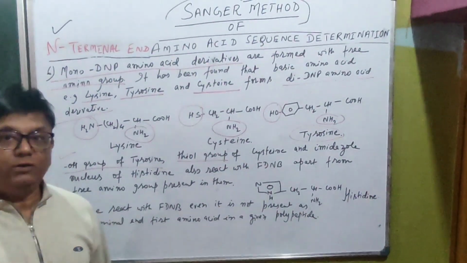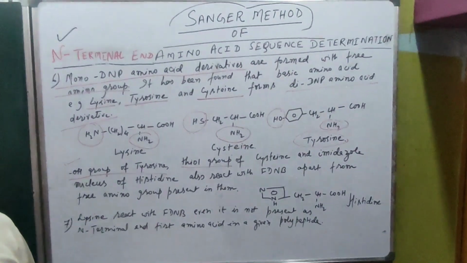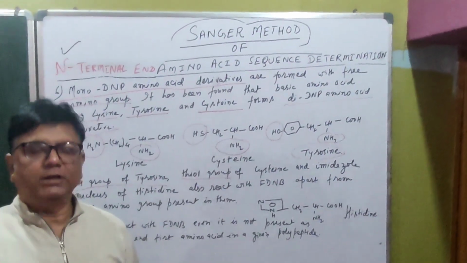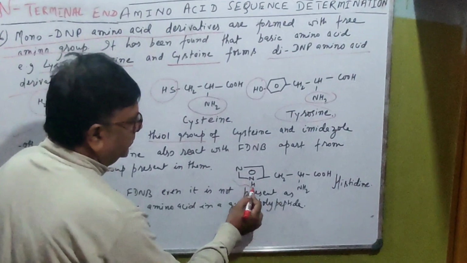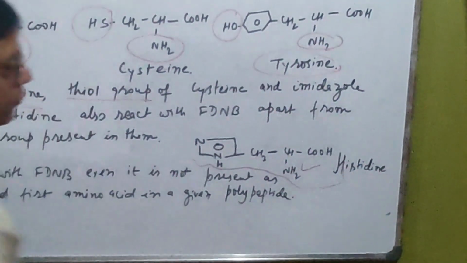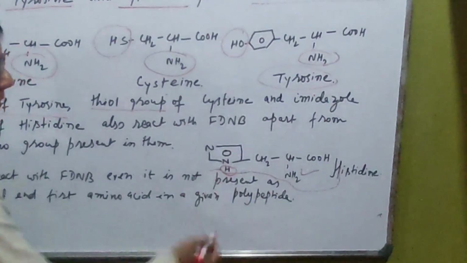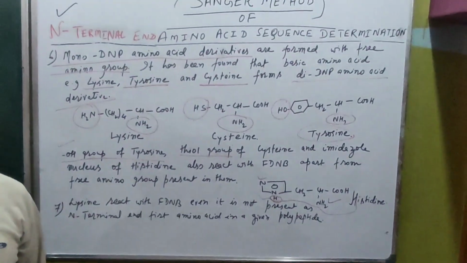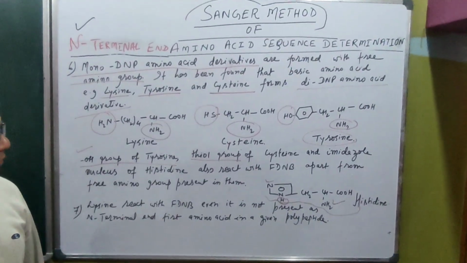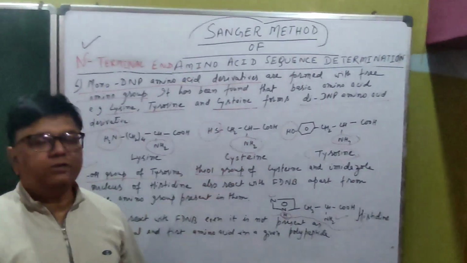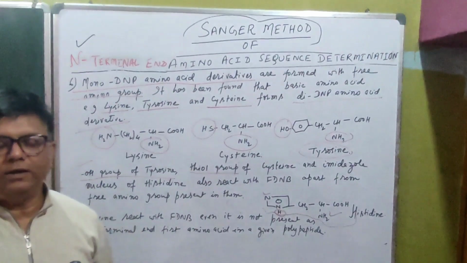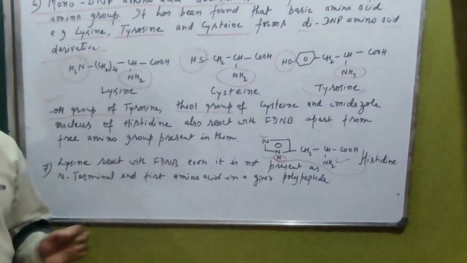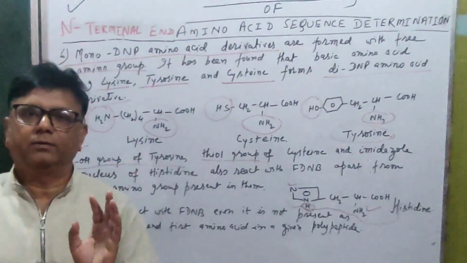Okay, now apart from these three, FDNB, that is fluorodinitrobenzene, your Sanger's reagent, also reacts with the imidazole group of histidine to form a dinitrophenyl derivative of the amino acid. You see the structure of histidine here. So you have a free NH2 group, and apart from that you also have this H of the imidazole, which is obviously in resonance with these two nitrogens. Shifting of nitrogen takes place. So what happened? In all the four cases, you will get a dinitrophenyl amino acid derivative.